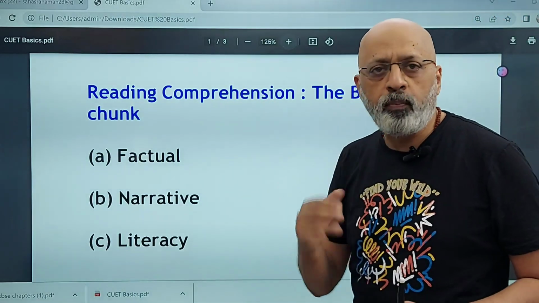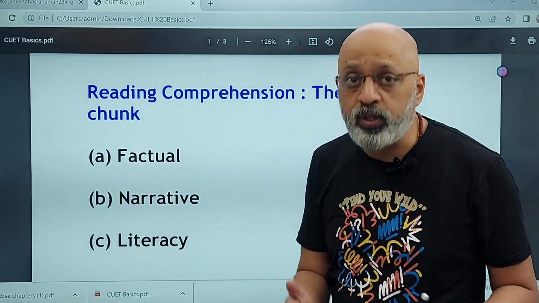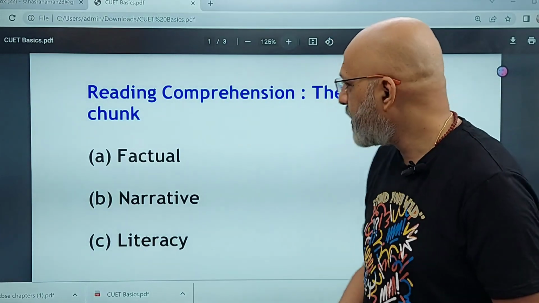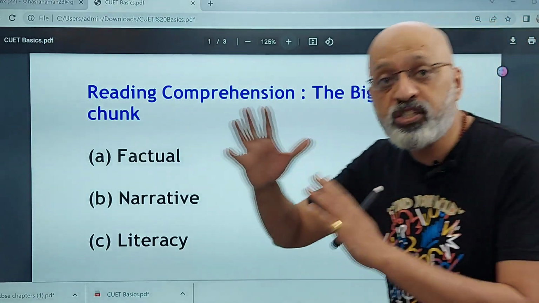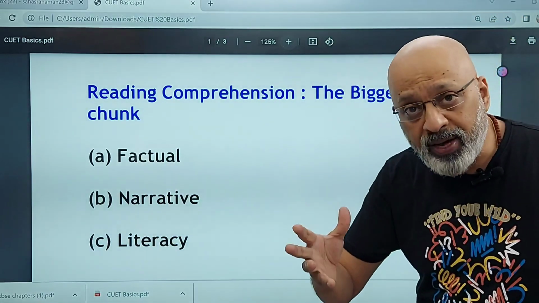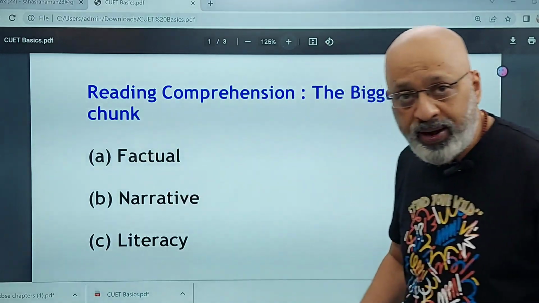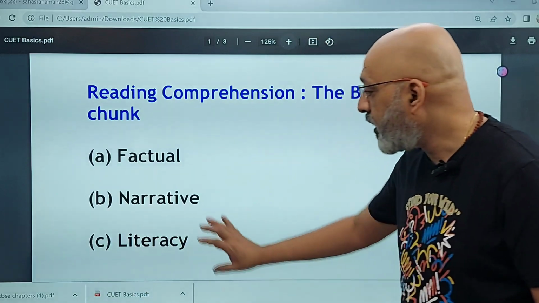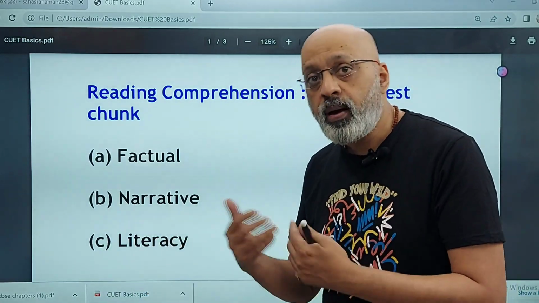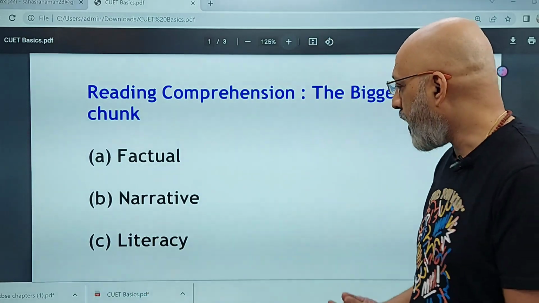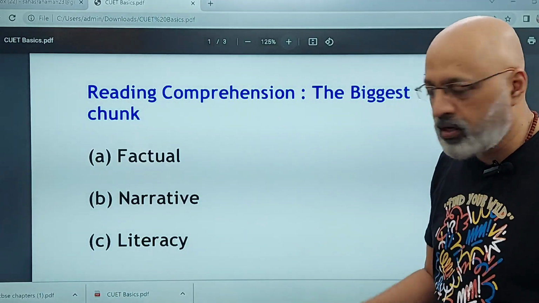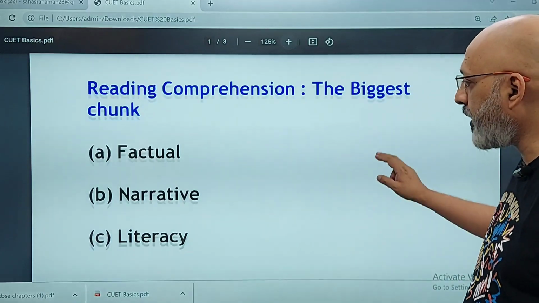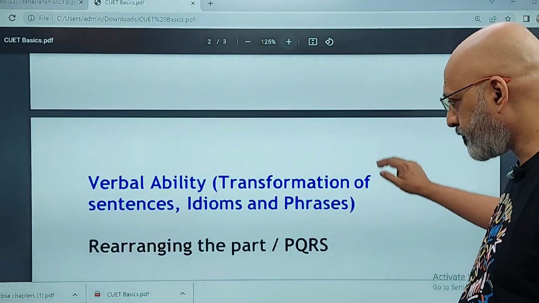The first thing is reading comprehension. Many of you are familiar with this because this is part of your papers, be it in ICSE or in CBSE. This is the biggest chunk. Okay, and what kind of passages come? There can be factual paragraphs, which are fact-based passages, or a narrative, some story, or a literary kind of passage, they can come on that also. It should not be literacy, literary would be the correct word. Okay, so on the basis of this also you can get the passages.